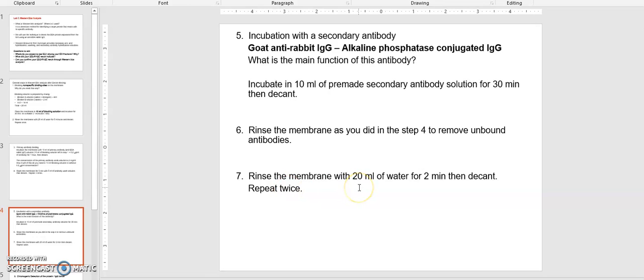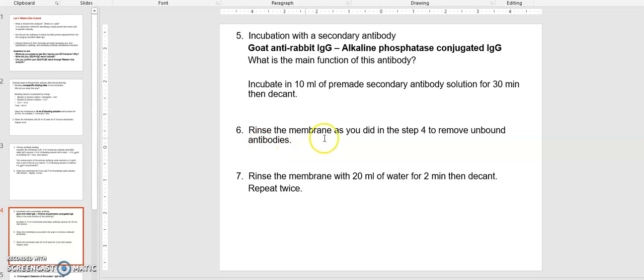Once that's done, you're going to add a secondary antibody. In this case, the secondary antibody is made from goat. It's a goat antibody, but it recognizes rabbit IgG, so it'll recognize and bind to the primary antibody where it's sitting right now. Not only that, this goat antibody is conjugated with the alkaline phosphatase enzyme at the end, so it's going to give you the signal you need. So incubate in 10 ml of pre-made secondary antibody solution. The solution already has the secondary antibody added. Add it there, incubate about 30 minutes, and get rid of the solution.